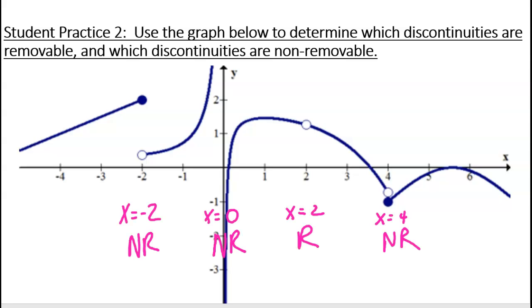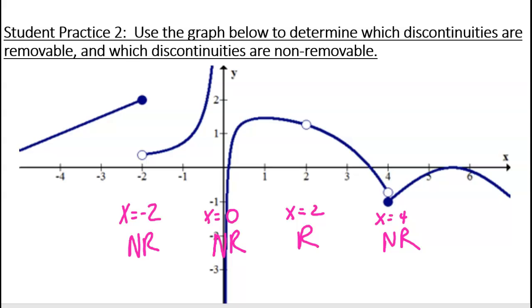X equals -2 is a non-removable discontinuity because the limit doesn't exist. It's a jump discontinuity. X equals 0, there's a vertical asymptote on the y-axis there. Vertical asymptotes are non-removable discontinuities. The limit does not exist. X equals 2, that's a hole. Holes, the limits exist, and that would be a removable discontinuity.